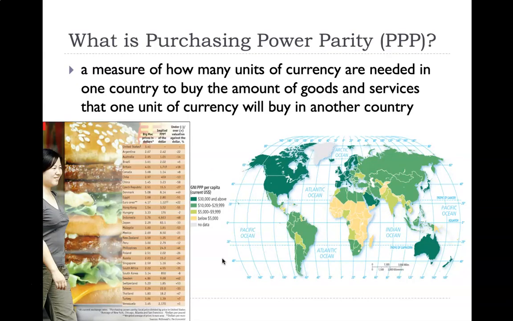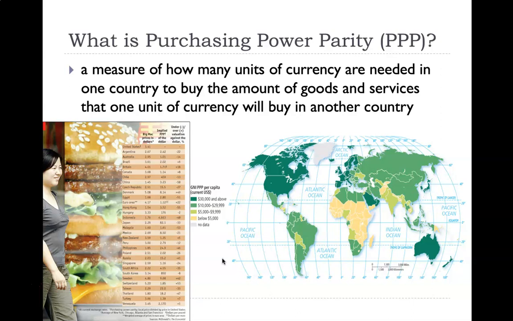All right, other things we look at is purchasing power parity, or PPP. Right? It's a measure of how many units of currency are needed in one country to buy the amount of goods and services that unit of currency will buy in another country. So it's kind of an inflation index in a lot of ways. So oftentimes they'll use something, kind of a cheeky thing. They'll use the Big Mac index, right? And they'll talk about how many Big Macs you can get.